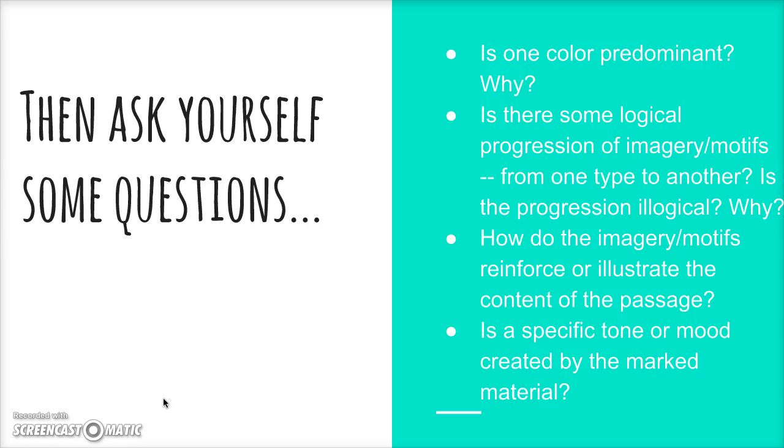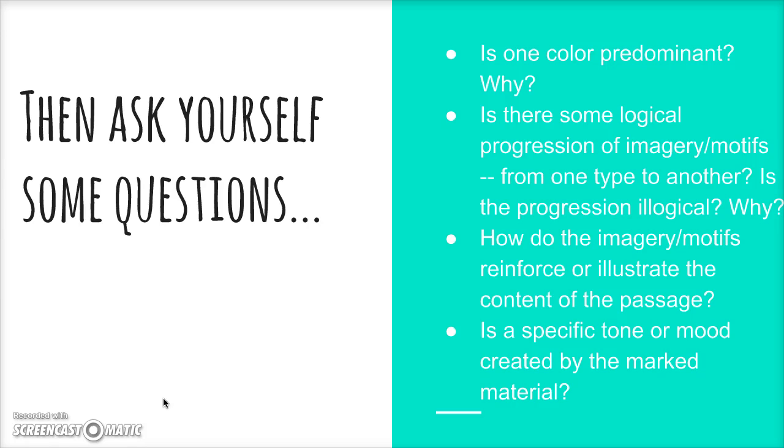Is there a shift? Is there like a progression of the colors? Say the first 3 stanzas are predominantly red, but then red almost entirely disappears from the poem and the poem becomes predominantly blue. That shows you something has changed, something has happened. And you could think about why that might be.